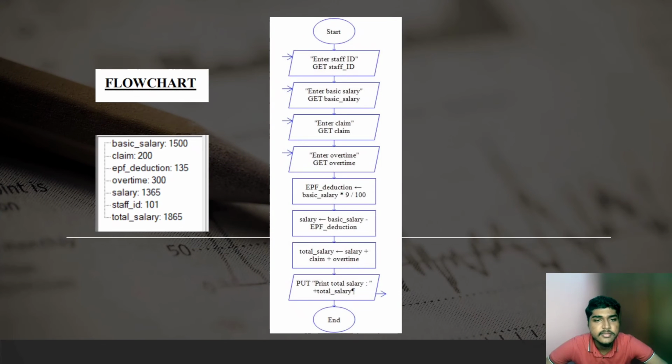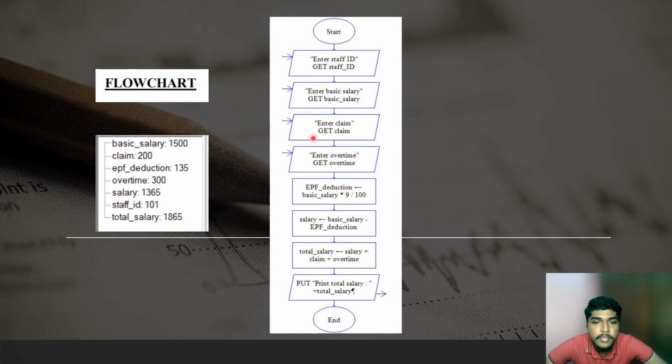So now let us go to the flowchart of problem 2. First of all, we have to start this flowchart with start, and then we have to enter all the inputs. In this problem there are 4 inputs. The first input will be: open the double quotation, enter staff ID, close the double quotation, type again staff underscore ID, or staff no space capital I and D. The second input will be: open the double quotation, enter basic salary and close the double quotation, type again basic underscore salary, or basic no space capital S and salary.